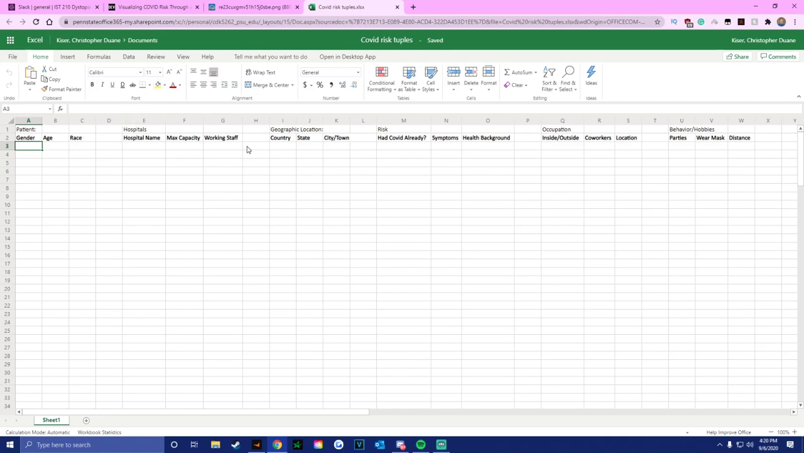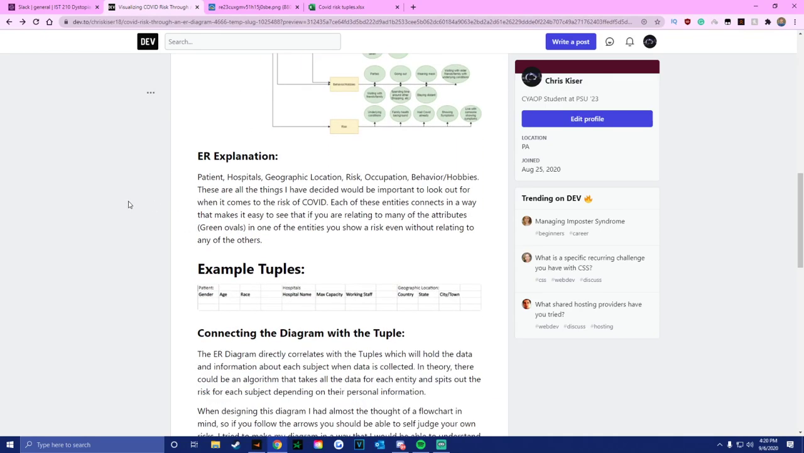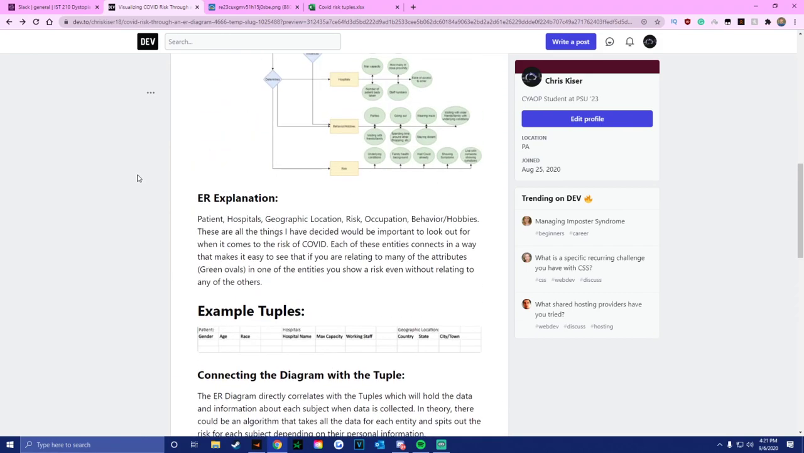But that's sort of how I approached it and what I brought upon my project that I went through. But there's not much more to talk about, so I hope you guys understand what I was trying to go for in this.